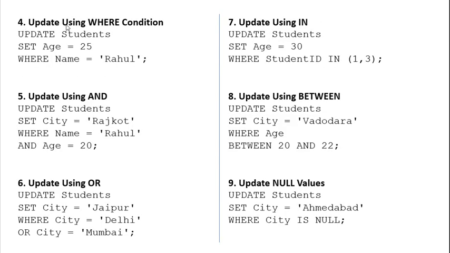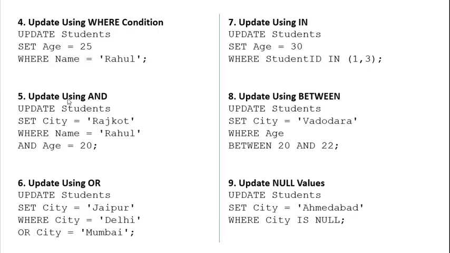Fourth is update using a WHERE condition. UPDATE student SET age = 25 WHERE name = 'Rahul'. So the Rahul data is found in the table and the age is changed to 25.